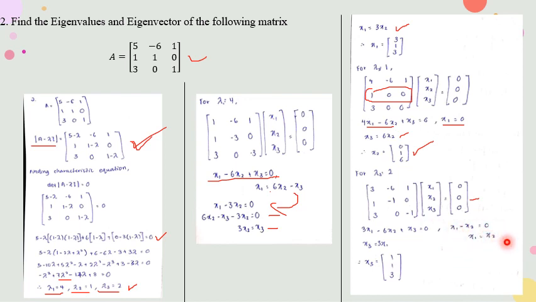We can conclude that x1 equals x2. So from here we get that the value for x1 and x2 is 1. Hence, we can substitute it into this equation, and we will find x3 is equal to 3 times x1. So here is the eigenvector for this lambda, which is 1, 1, 3.